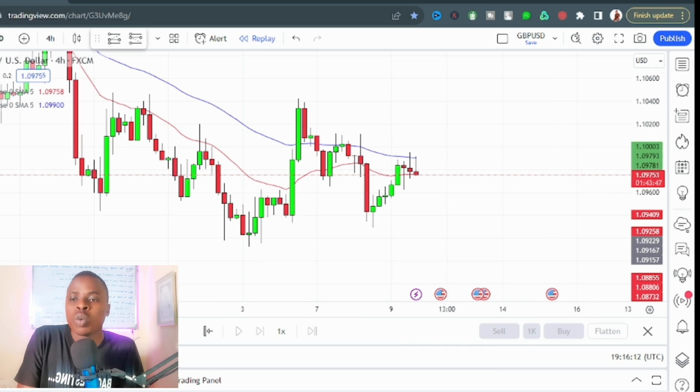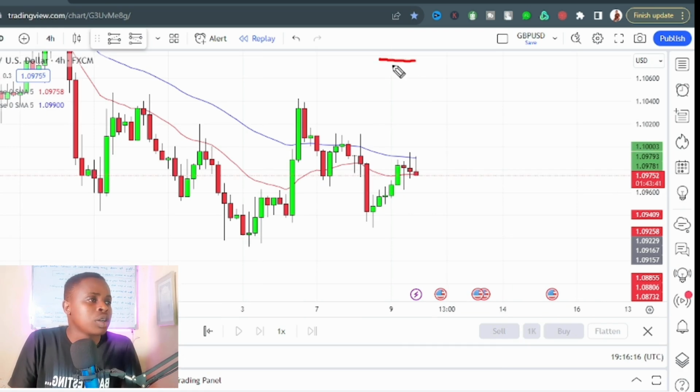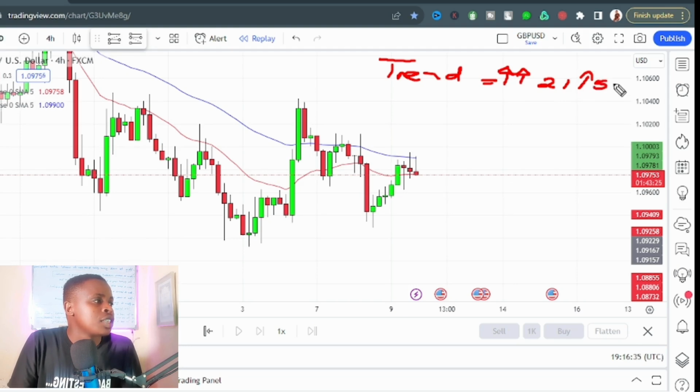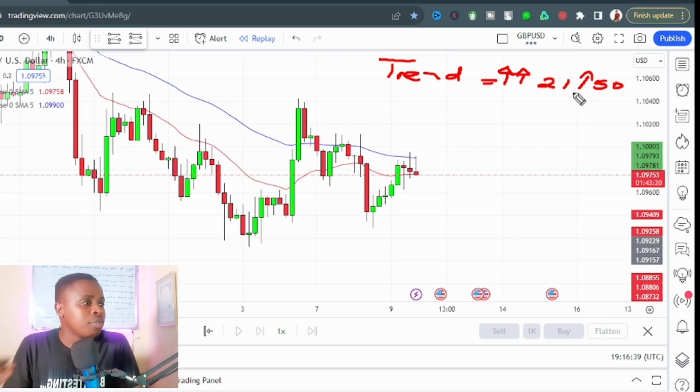Now, we want to identify the trend. So how do we identify the trend? For the trend, we want to see if the market is in an uptrend, right? If the market is in an uptrend, we want to see the 21 EMA being above the 50 EMA, right? And also the market being above both of these, right?